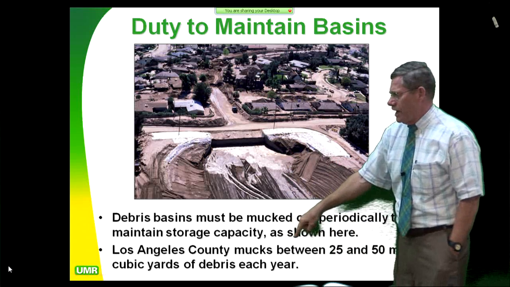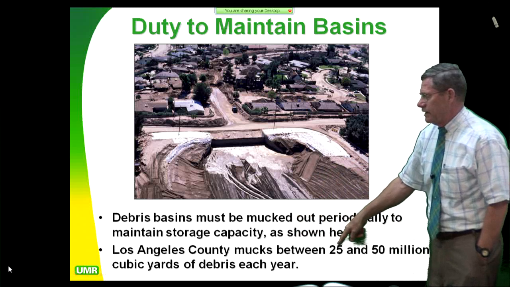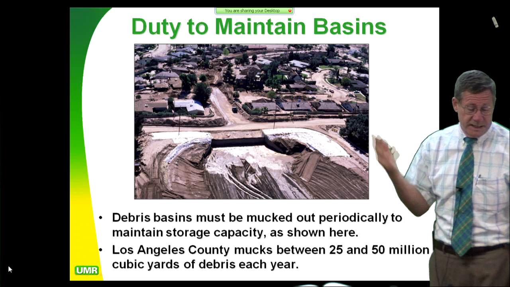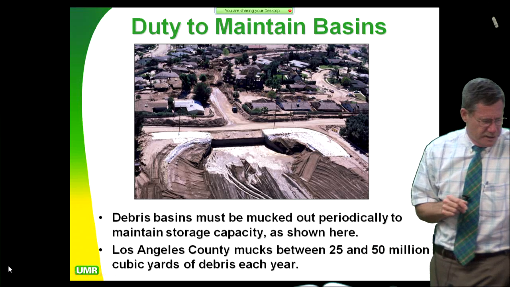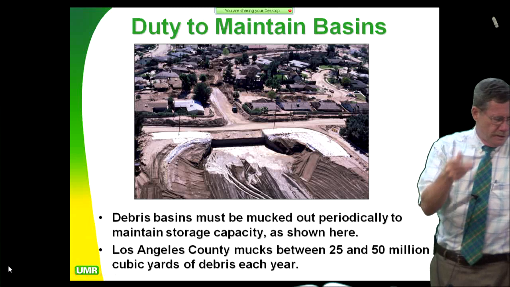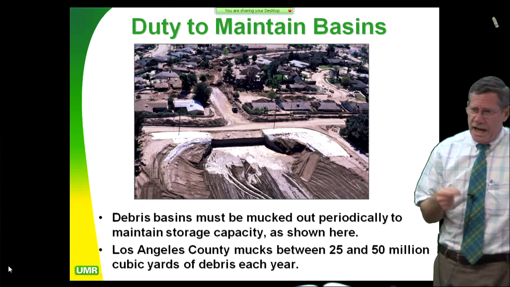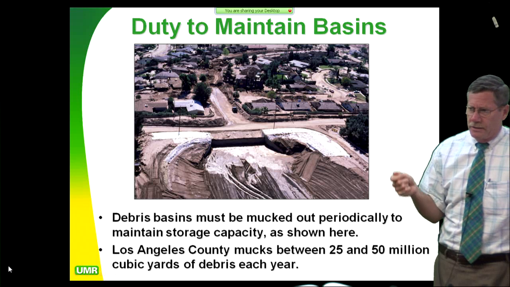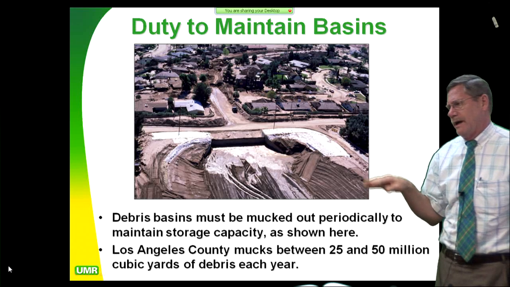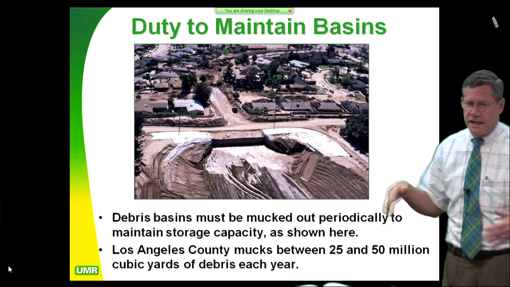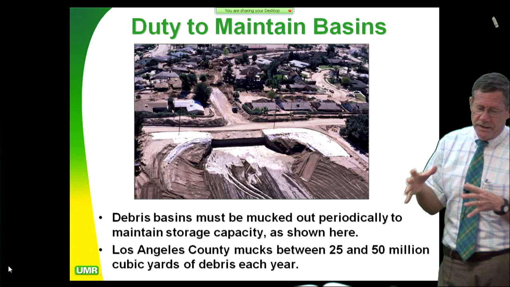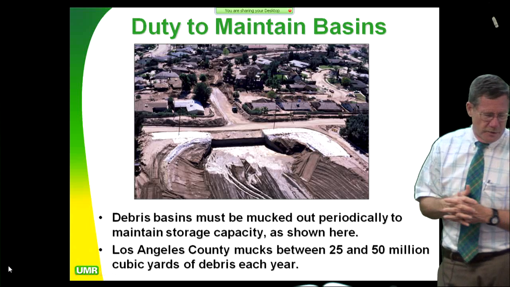Now, LA County mucks out of their basins between 25 and 50 million cubic yards of debris each year. So that's how they're able to live in Los Angeles County. Everybody contributes to the flood control fund through an ad valorem taxation. So commercial businesses pay more according to their acreage, and everybody else who lives in the county, including my family, you pay into it. So they have a big fund of money that's supposed to just go to the flood control.